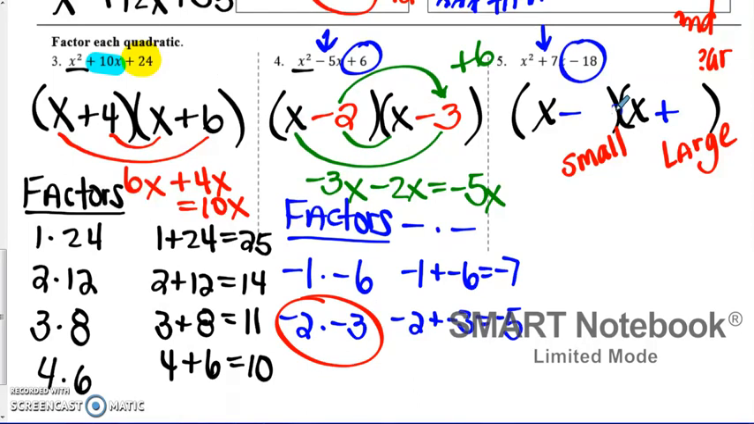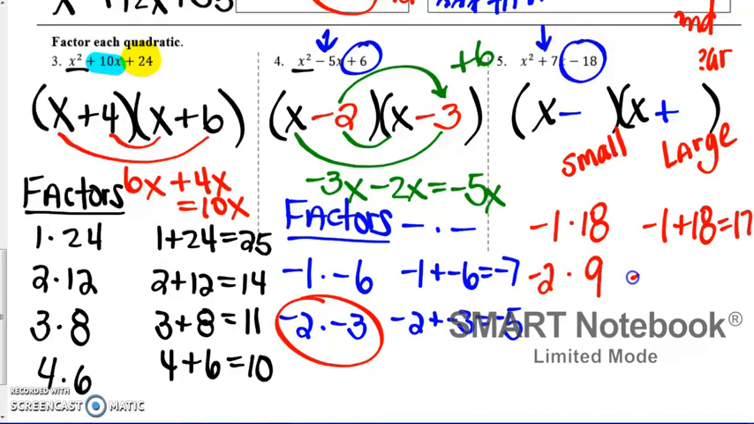Let's see. I could have negative 1 times 18. Again, my smaller number is the negative 1. So when I add these together, I get a positive result. That gives me 17. That won't work. Negative 2 times 9. Okay, when I add those together, I get positive 7, which is what I wanted. So x minus 2, x plus 9. And you can always multiply them together to check your work.